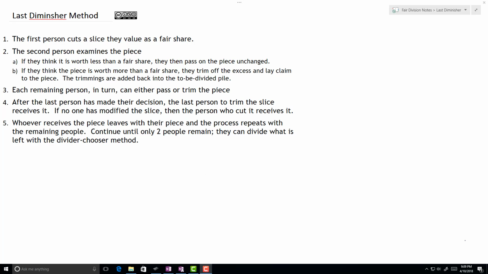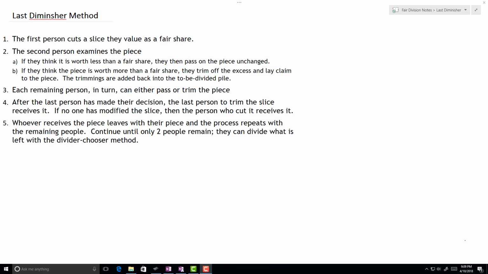I wanted to take a little bit of time and talk about a few methods of fair division. We talked about some in class today. We'll just add to that with this video to finish things up. This first slide here shows the last diminisher method. I know you can read, so you can pause and read anytime you like if I go too quickly.